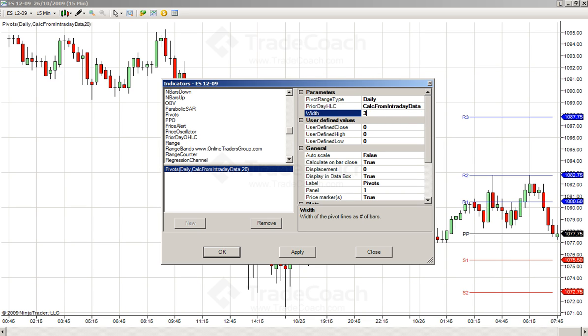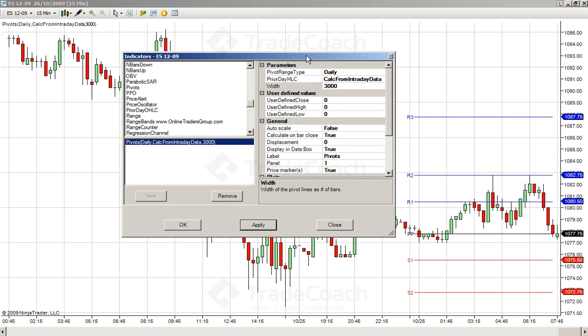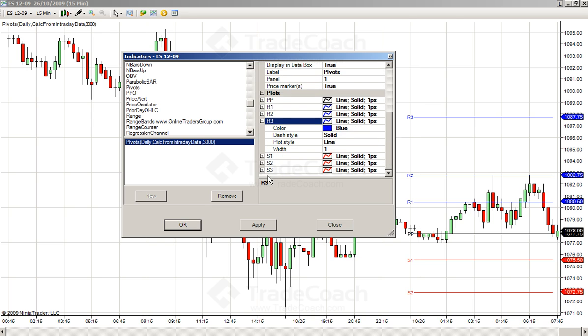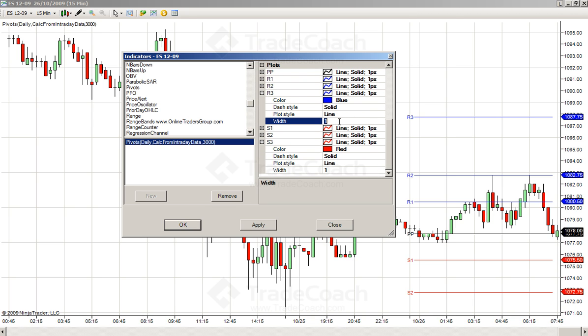Another interesting point is width. Just make it a really large number, put 3000. So daily, calculated from intraday data, and width of 3000. The next thing I'm going to do is make the pivots that I'm particularly interested in stand out. So R3 and S3, I'm going to make them really obvious. So a width of 3 and 3, actually I might even make them 4 and 4. There we are, so 5 and 5.